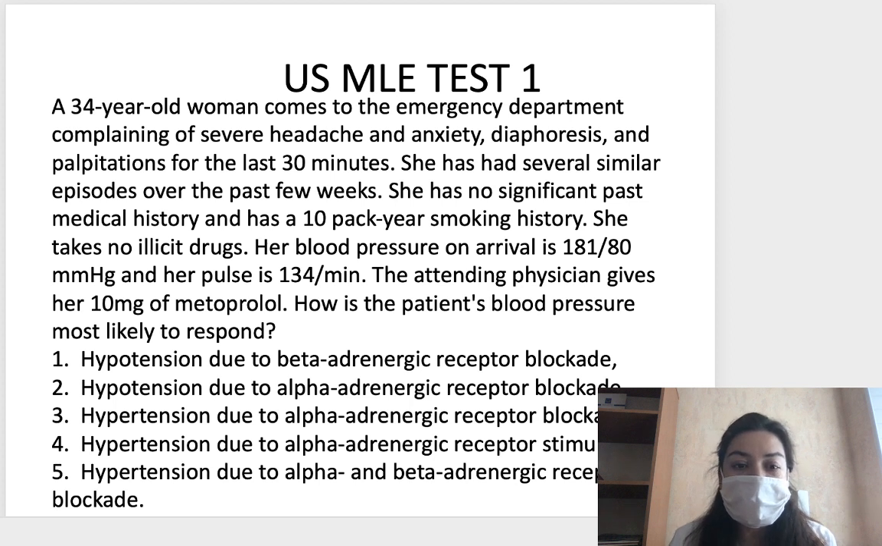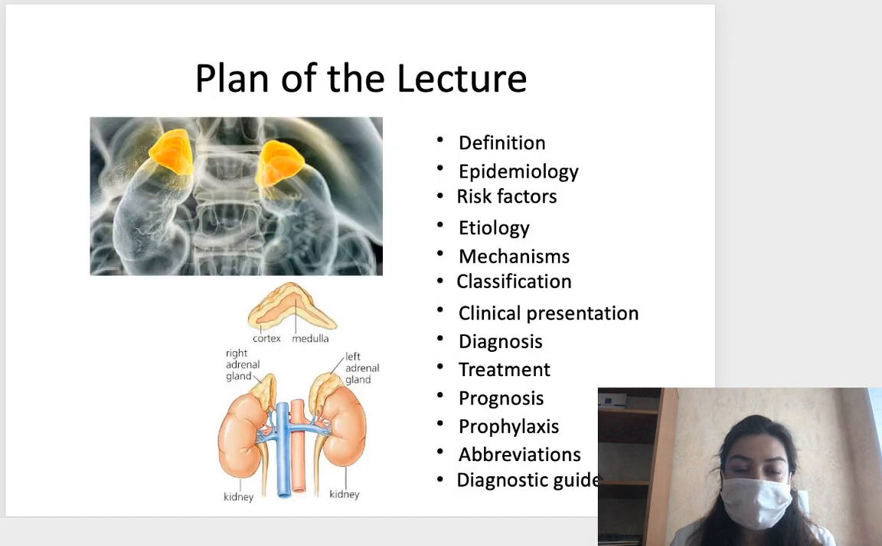First option is hypotension due to beta-adrenergic receptor blockade, hypotension due to alpha-adrenergic receptor blockade, hypertension due to alpha-adrenergic receptor blockade, hypertension due to alpha-adrenergic receptor stimulation, and hypertension due to alpha and beta-adrenergic receptor blockade. Wait for your answers.